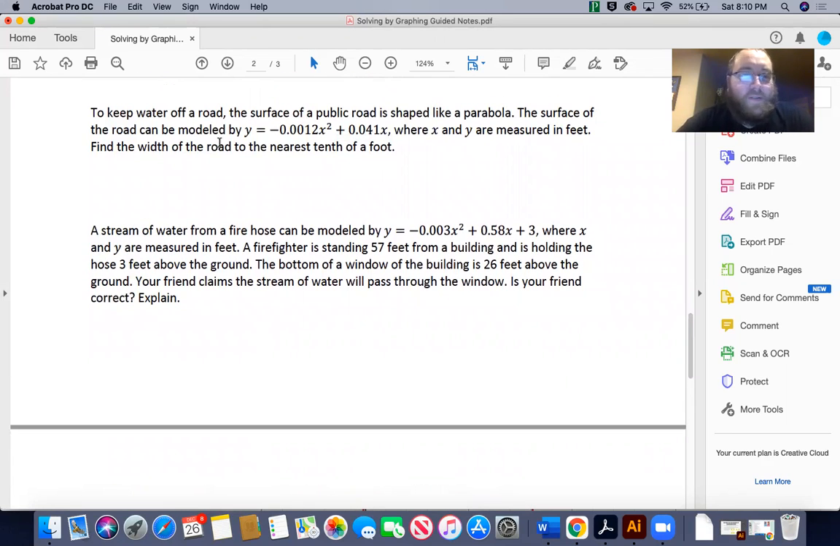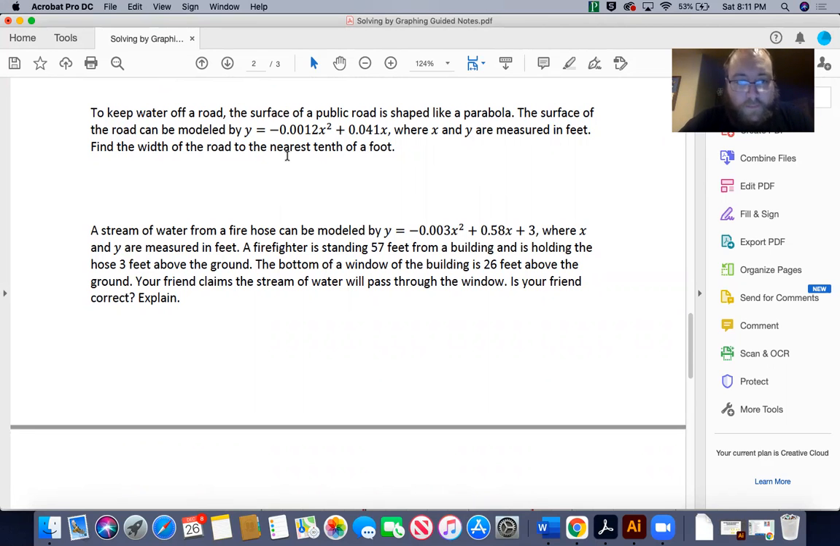Anyways, so to keep water off the road, the surface of a public road is shaped like a parabola. The surface of the road can be modeled by y equals negative 0.0012 x squared plus 0.041 x, where x and y are measured in feet. So x is the width of the road, y is the height of the road, or I guess you could say even the depth.